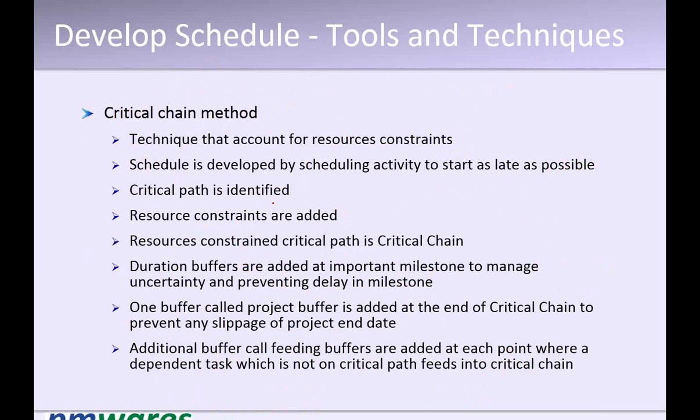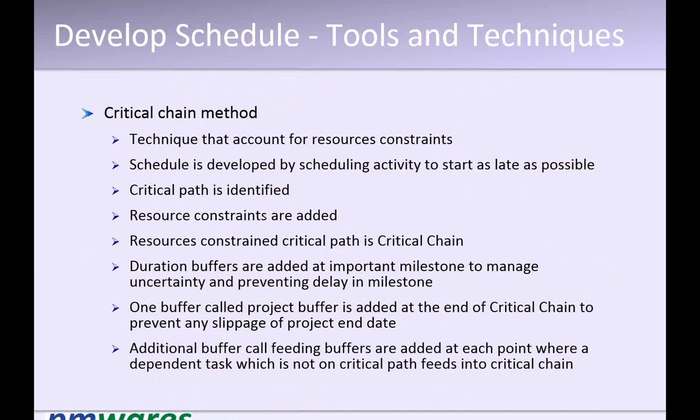So what the inventor or the definer of critical chain says is that the resource constrained critical path is the critical chain. Put resource constraints also in the whole network diagram, and then create a critical chain, adding those activities which have scarce resources in the critical path. So the resource constrained critical path is called critical chain.